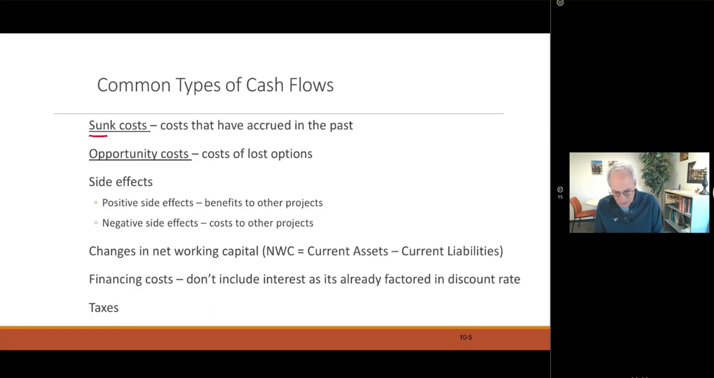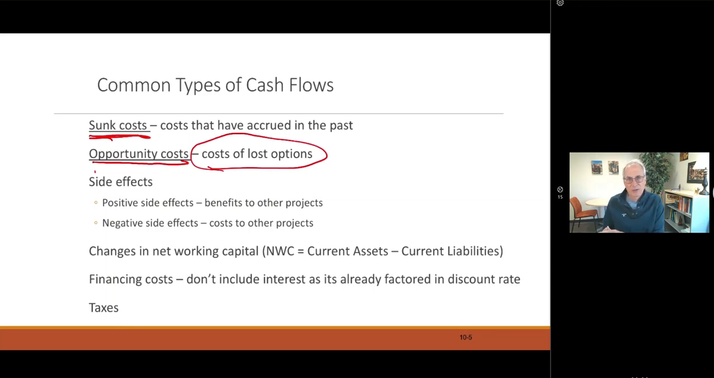So I just mentioned this term sunk costs. These are costs that have accrued typically in the past, meaning that we've already paid it, it's already done, and you can't do anything about it. Opportunity cost, we've talked about this earlier, is the cost of lost options. So if I spend my money on this project, I'm giving up an opportunity to put it into another project. What could I be getting from that?